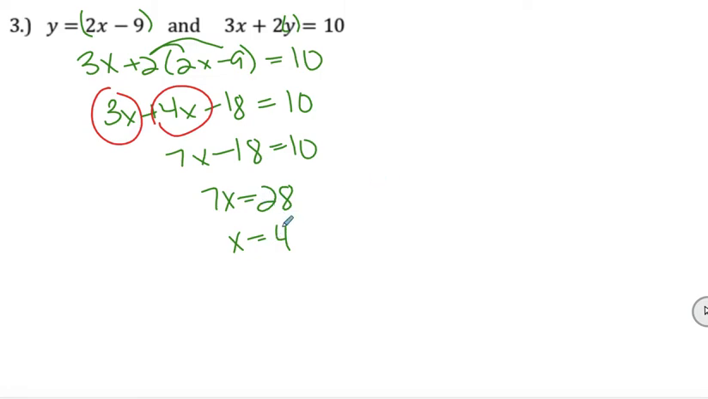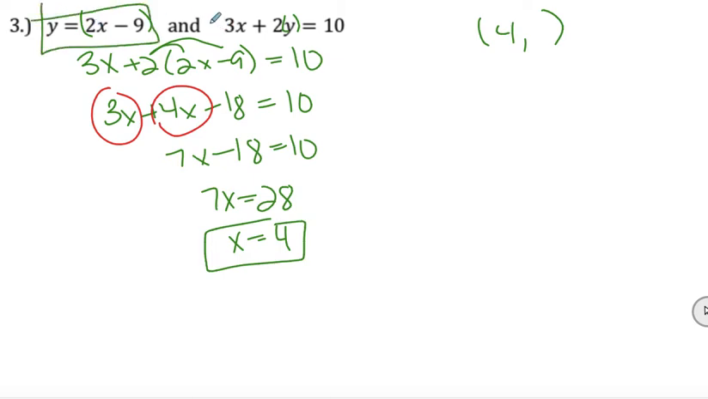Again, we have the 4, now we need to find the value of y. So we're going to take this first answer, and plug it into the first equation that we used to substitute, because that's how we get a quick and easy value for y. Because y is by itself, I plug in the value of 4 for x. I'm going to have 2 times 4 minus 9. Simplify this out. 2 times 4 is 8. 8 minus 9 is negative 1.